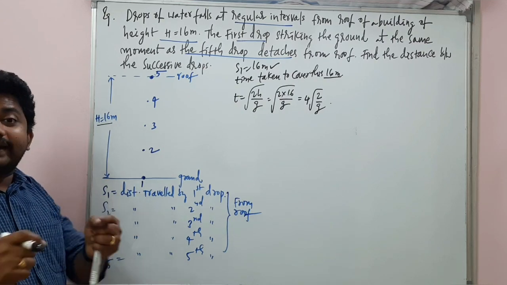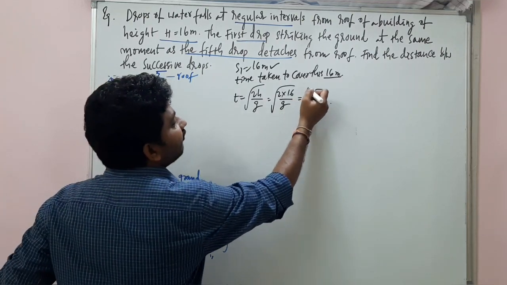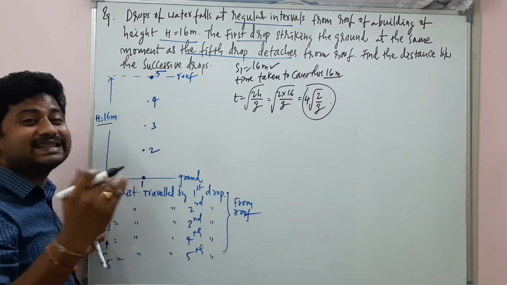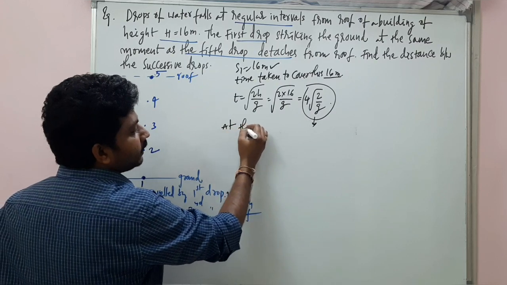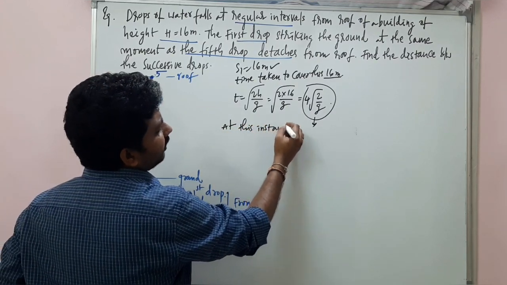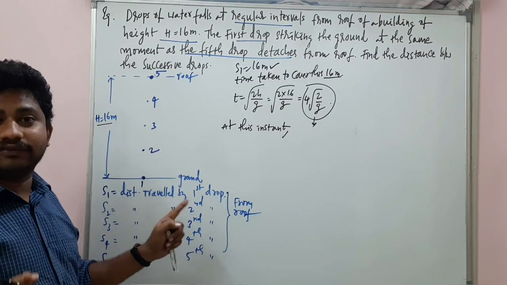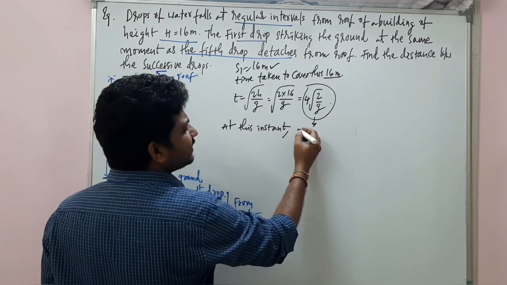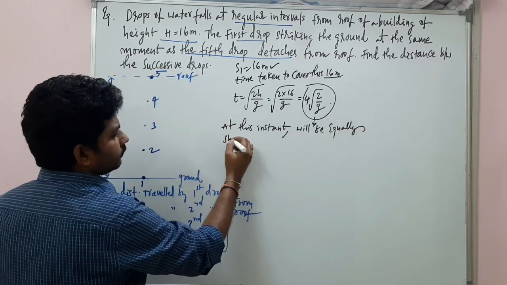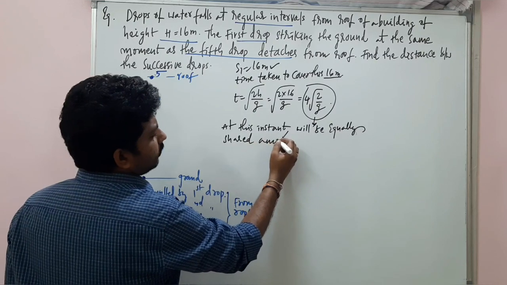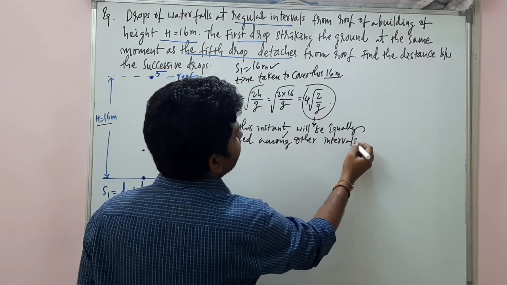But we need to concentrate at this instant. At this instant, the total time taken, 4 root 2 by g, is shared in equal intervals, right? This is the easiest way of solving these questions, my dear students. And most of the students will have confusion on this kind of questions. At this instant, the time will be equally shared among the other intervals.